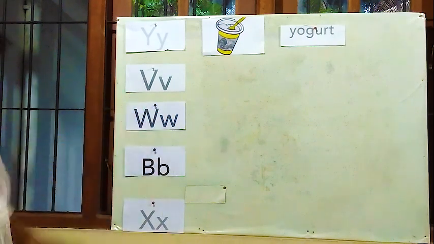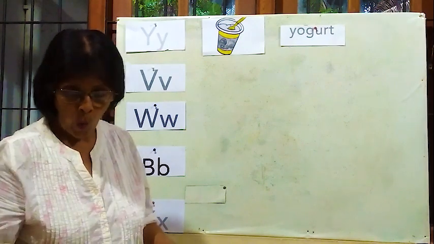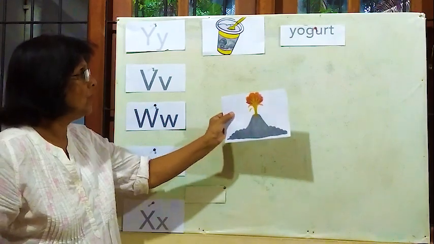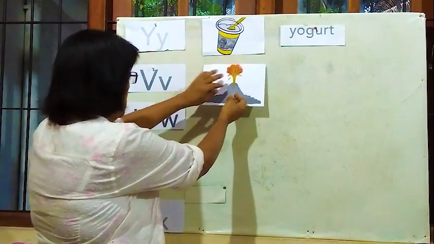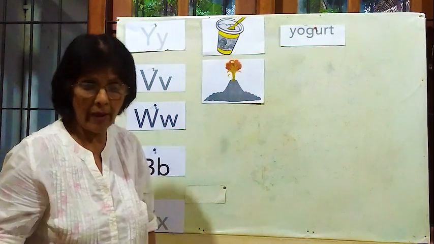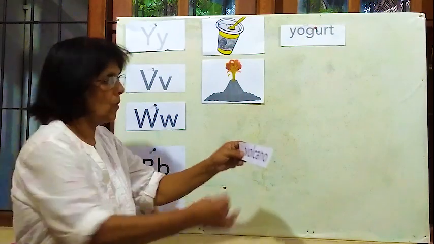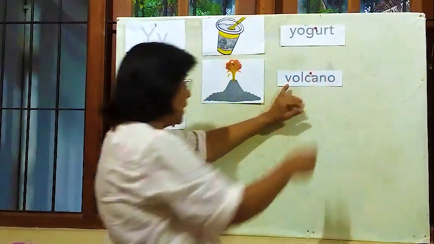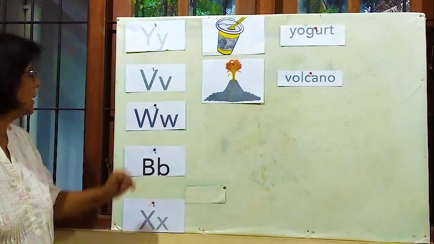Then the next letter, V. V for, what is this? Volcano. Right? V for volcano. Here, fire. Look. V for volcano. Here. And the word we have to find. Here, volcano. Volcano. Here, the first letter is V. Right? Now we will go to the next one.